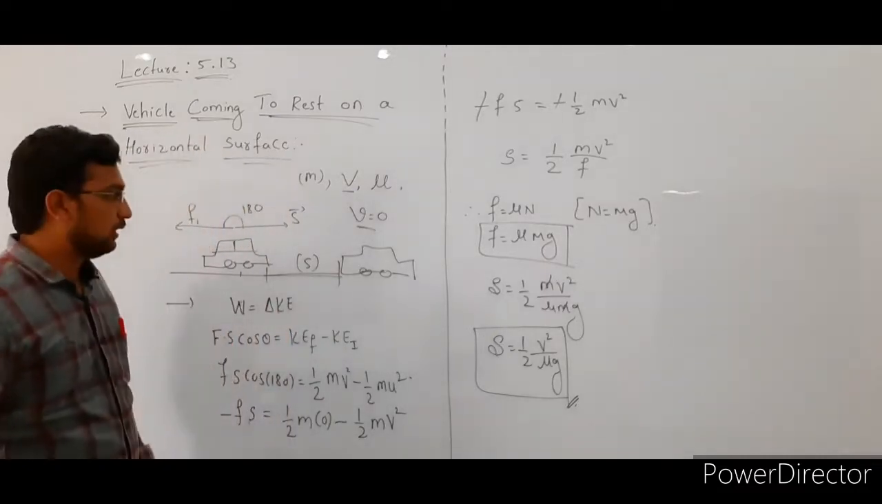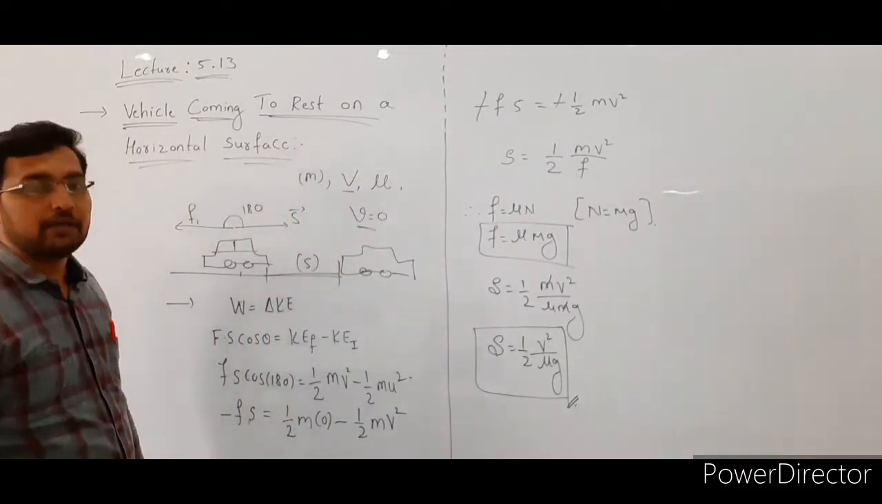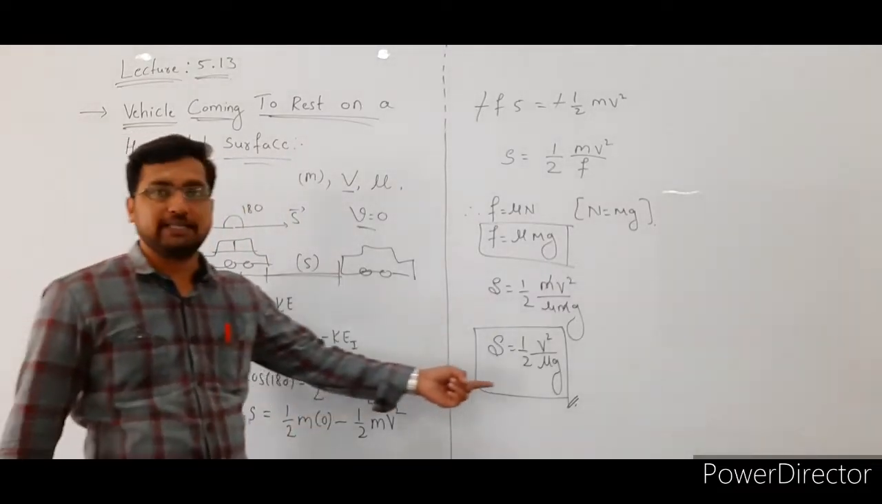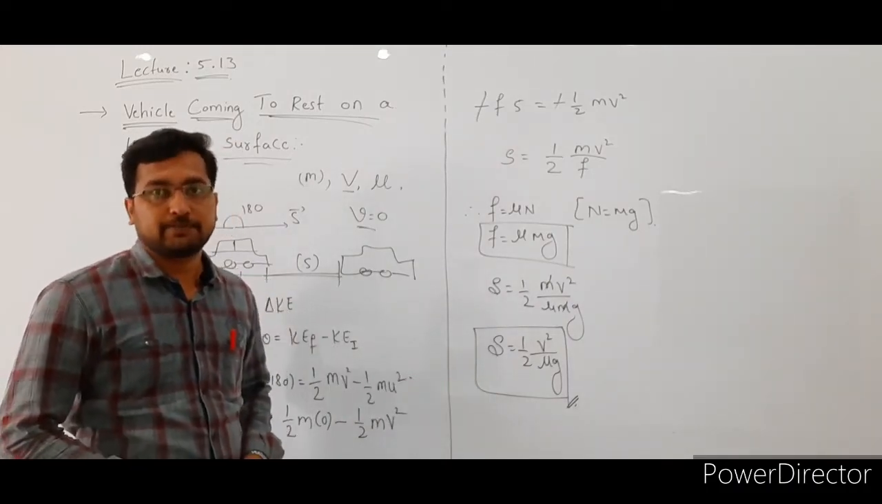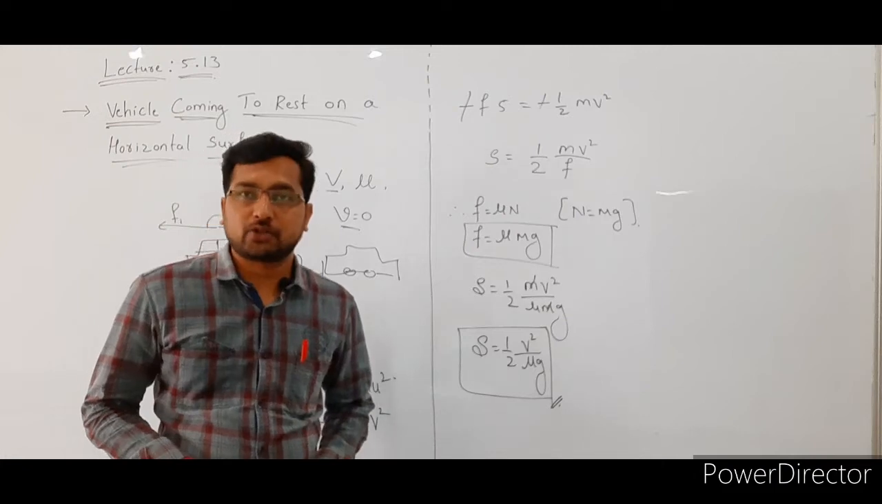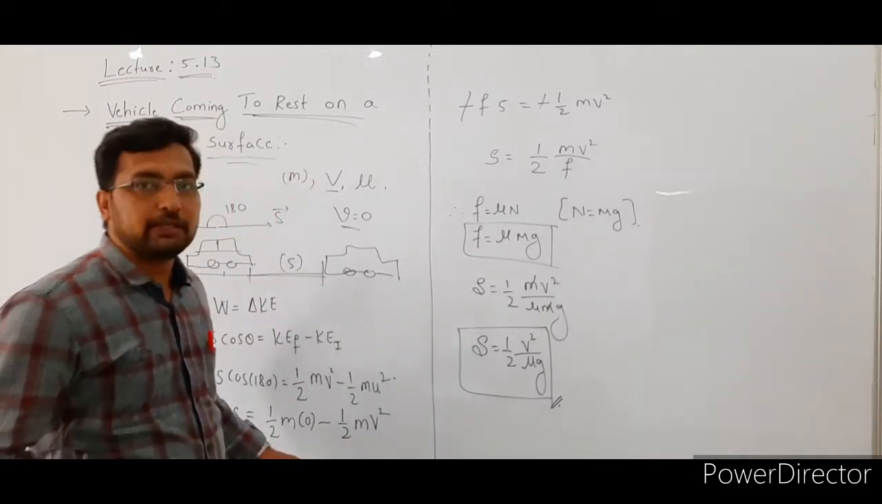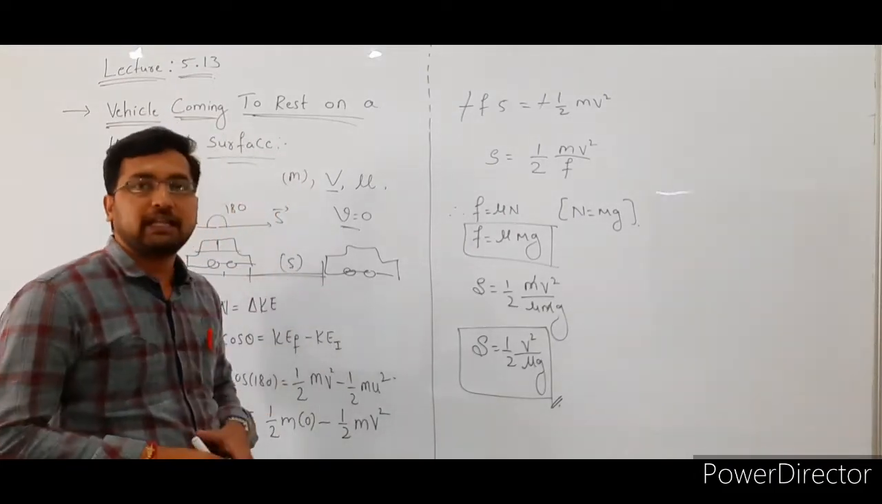So that means the vehicle comes to rest after traveling this much distance, right? So this is known as the stopping distance. There are two methods to find out the stopping distance. This is one method, with the help of the work energy theorem.